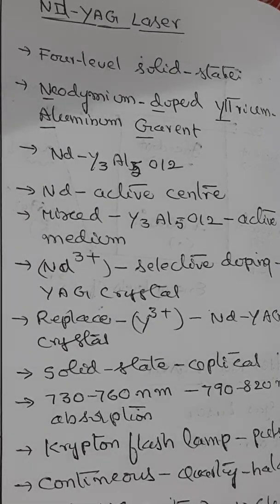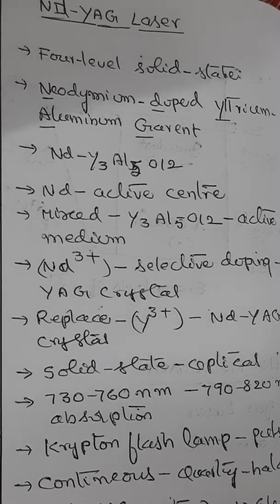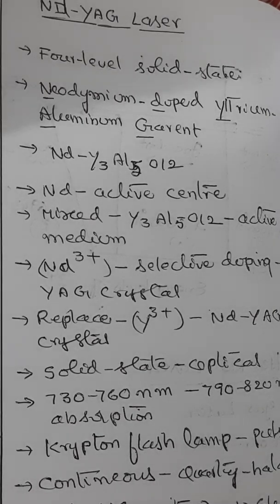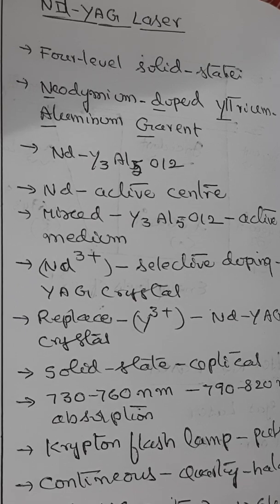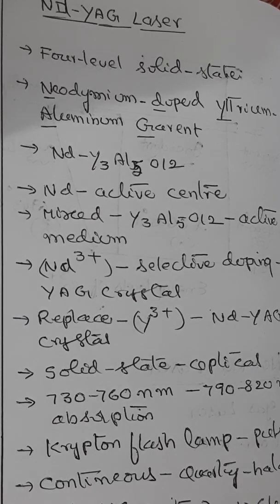So let us understand the construction and working of yet another interesting laser known as Nd:YAG laser. Nd:YAG is an acronym. This is a 4-level solid state laser. Nd:YAG stands for neodymium doped yttrium aluminum garnet. So its chemical formula is given as Nd:Y3Al5O12. It's a compound. This is used as the lasing medium for some solid state lasers.